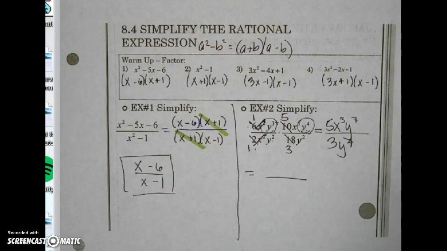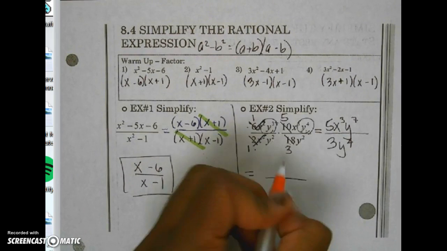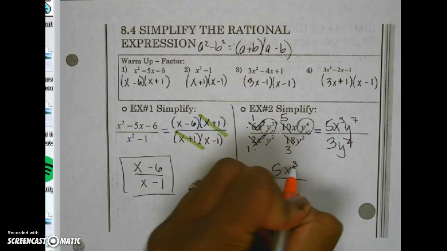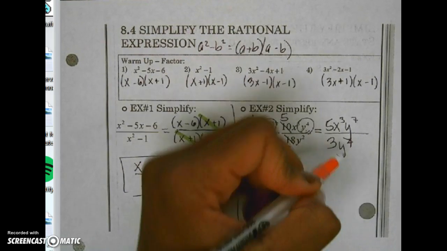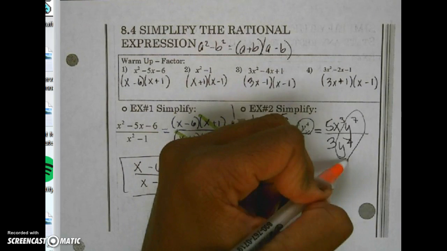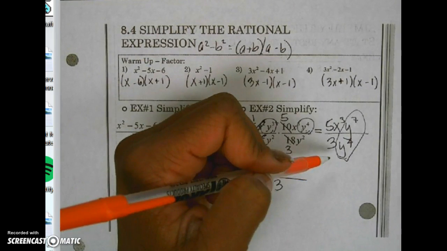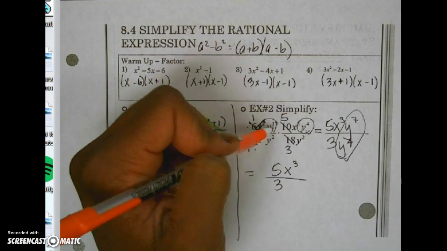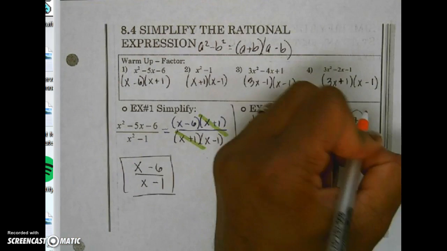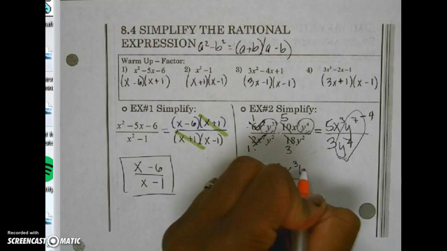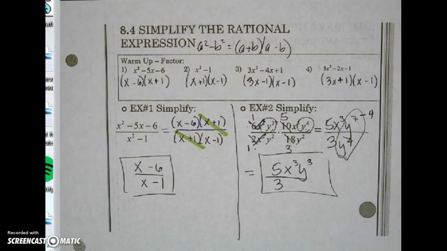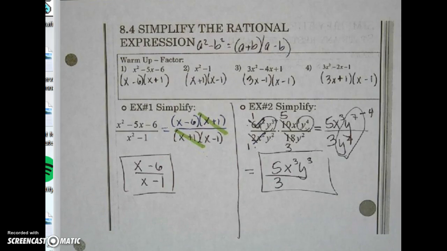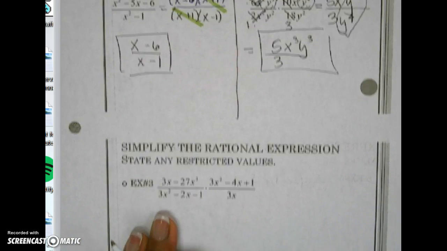One more thing it looks like I can do here. Nothing I could reduce with the 5 or the x cubed, but I do have y to the 7th over y to the 4th. So when you are multiplying, we add the exponents, but when you're dividing, you subtract them. So 7 minus 4, which would be y cubed. And that's that. So that's how we simplify. What we're going to do next is to multiply and then divide in a moment as well.